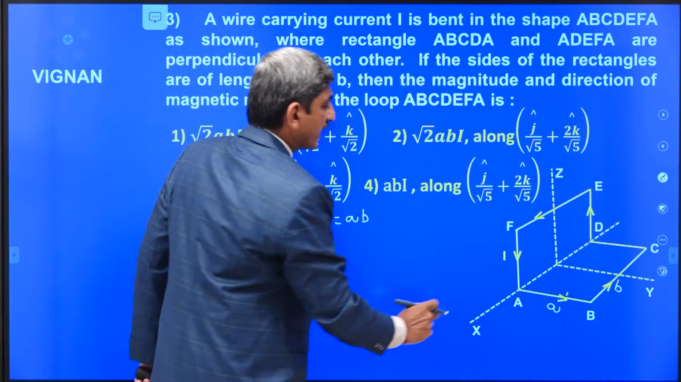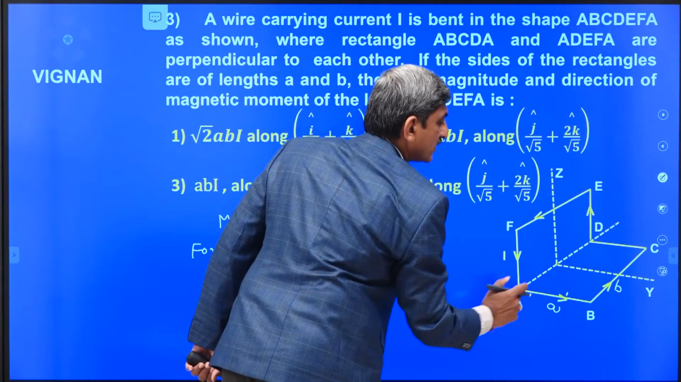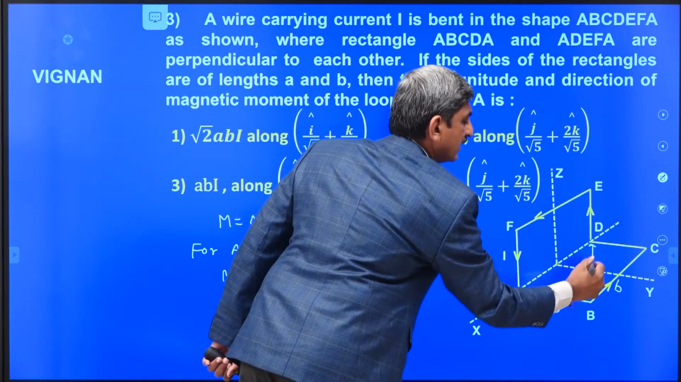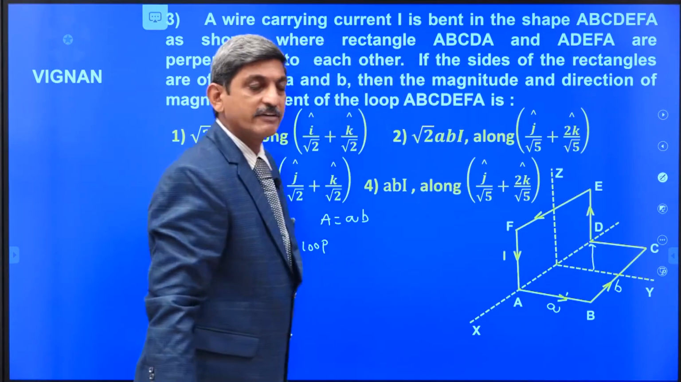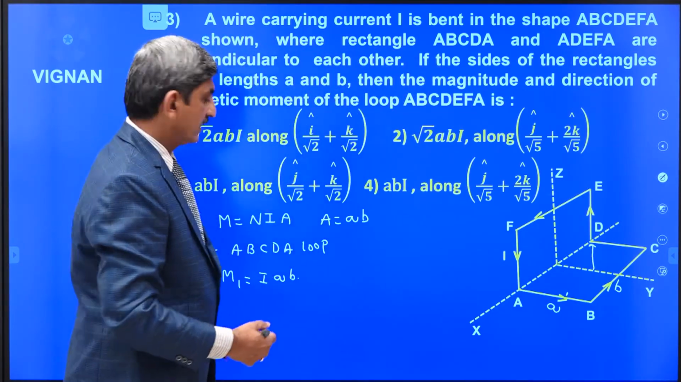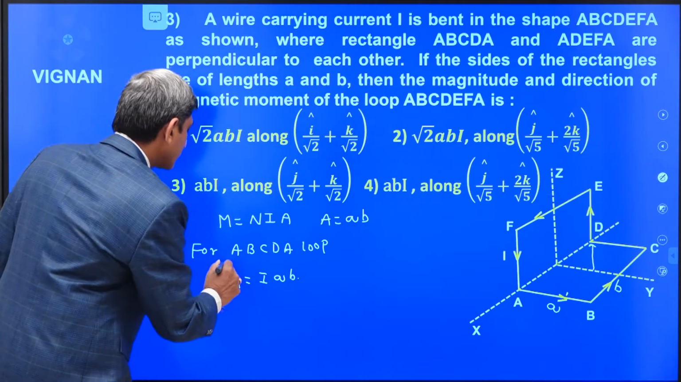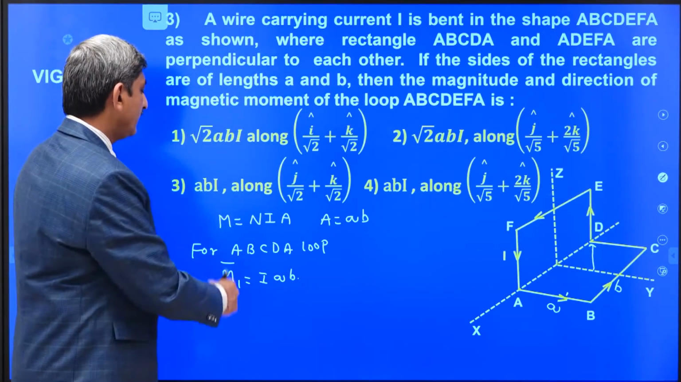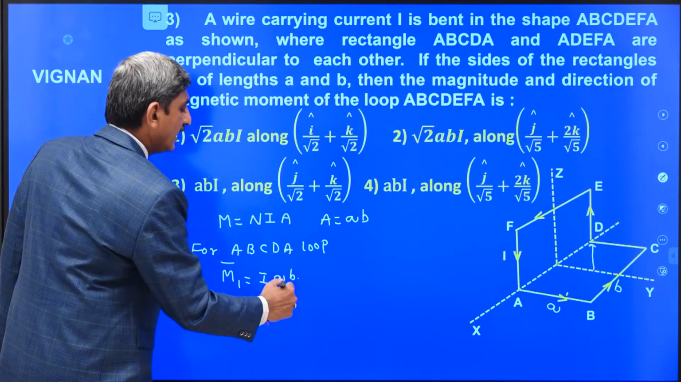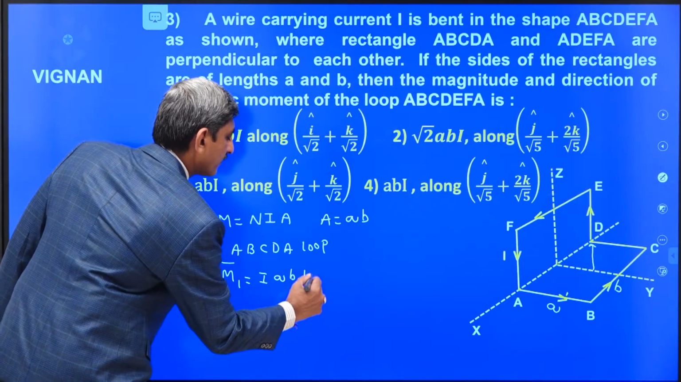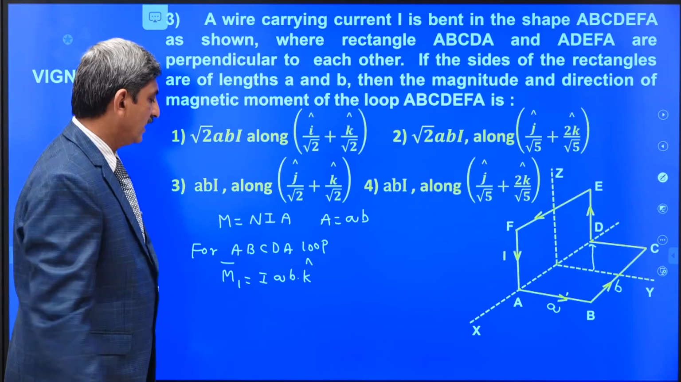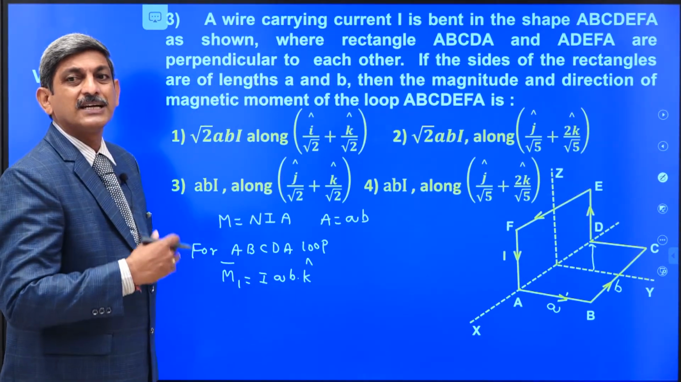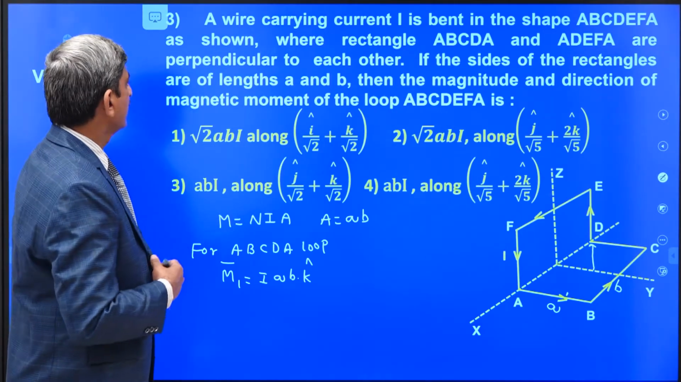Here the plane of the coil is in the XY plane, so the magnetic moment is in the Z-axis direction, along which the unit vector is given by k cap. That's why the magnetic moment of the ABCDA loop is given by M1 bar is equal to IAB k cap. Here IAB is the magnitude, and k cap is the direction of the magnetic moment.